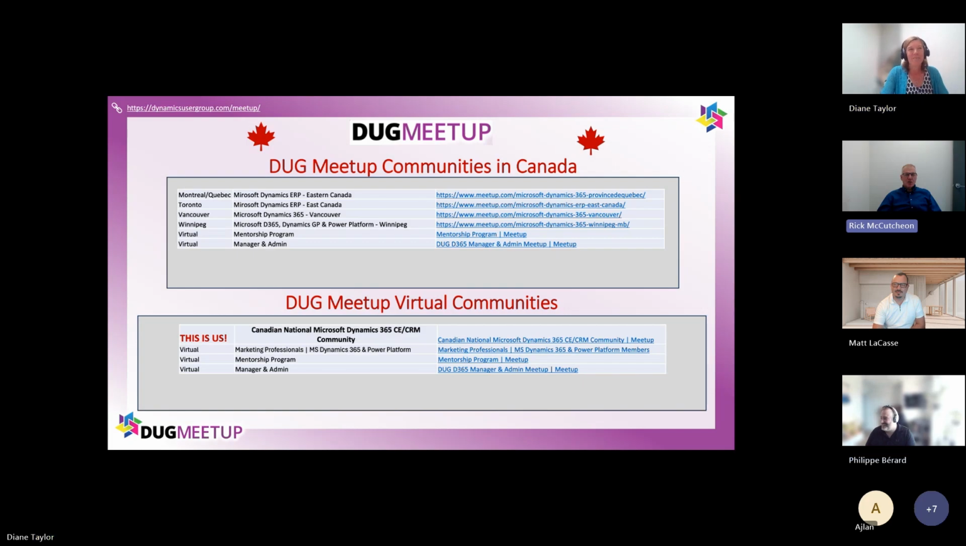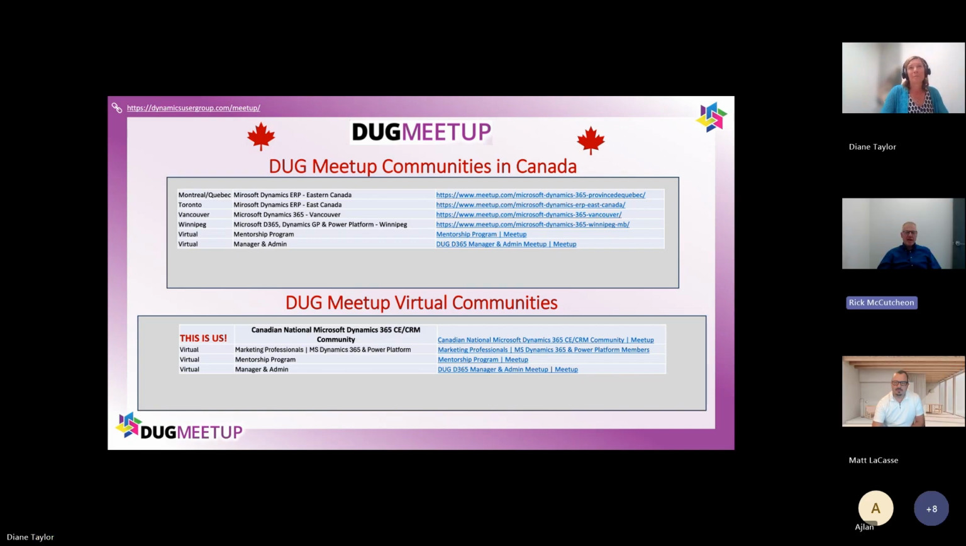Okay, excellent. So our DUG Meetup communities for Canada, here's a list of those communities. We're kind of just CE, CRM, Power Platform, but the one out of Montreal is ERP based. There's Eastern Canada and East Canada. I think they're both BC type groups. The Vancouver is BC Power Apps, I believe. Winnipeg is a GP and Power Platform group.